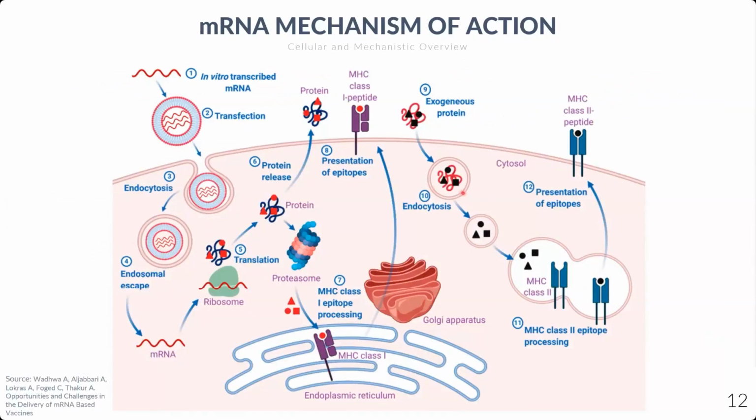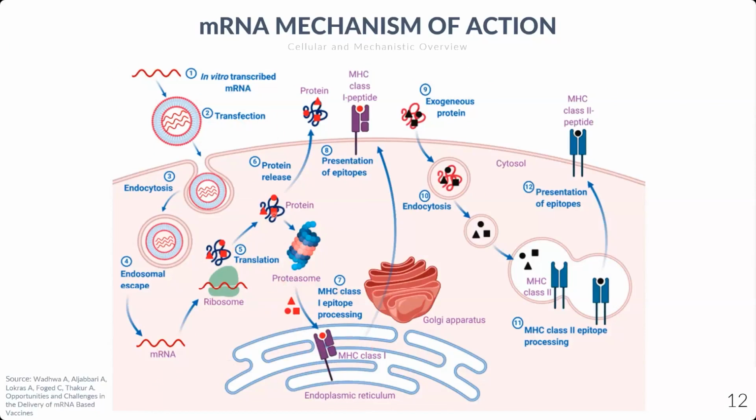So let's talk about the mechanism of action a little bit first, really quickly. Once you have your in vitro transcribed mRNA and it's loaded into either cationic lipid nanoparticles or polymeric nanoparticles, the way it's uptaken into the cells is via endocytosis. And then once it goes through endosomal escape, the mRNA is now open for translation via ribosome.